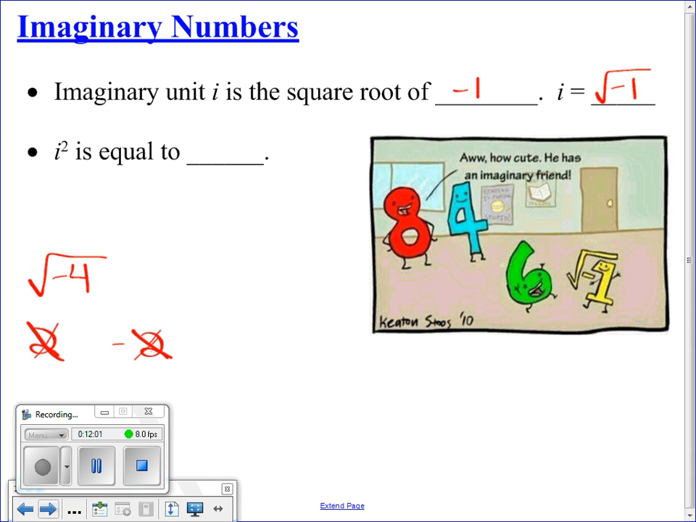So what would i squared be equal to? Well, let's take a look. If i equals the square root of -1, and I want to know i squared, that means I'm squaring both sides of my equation, right? To make it i squared. What's the square root of -1 squared?